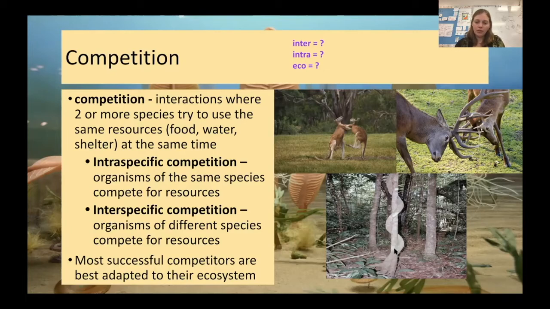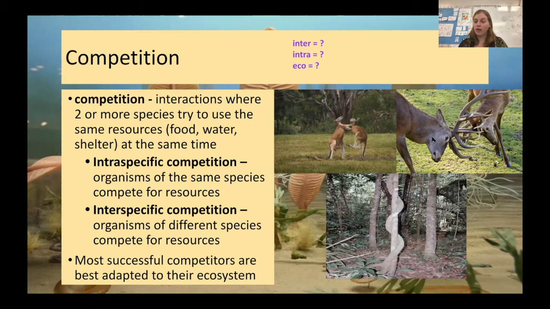So that would be this vine growing up this tree. They're not the same species, but they're both competing for light. So intra and interspecific competition both happen. There are many things that organisms of different species would need to compete for: food, water, shelter.